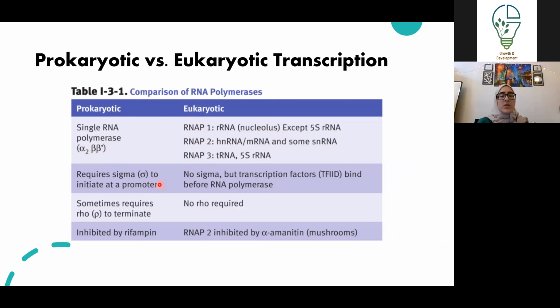And then in prokaryotes, you have a sigma factor to initiate at the promoter. In eukaryotes, you have transcription factors, which bind to the promoter region so the RNA polymerase can recognize them. In prokaryotes, you need a rho to terminate. In eukaryotes, you don't need a rho, but sometimes there might be a termination signal or a termination point for the RNA polymerase to recognize where it stops transcribing. And finally, prokaryotic polymerases are inhibited by rifampin, and eukaryotic polymerases are inhibited by alpha-amanitin, which is in mushrooms.